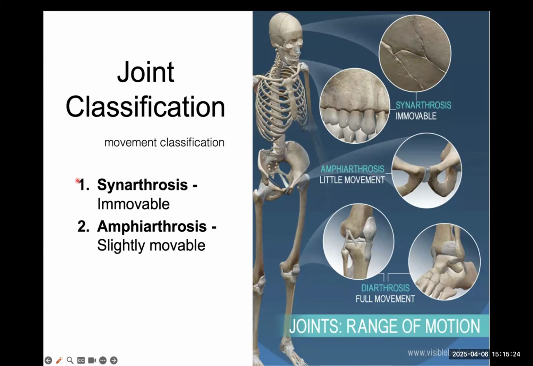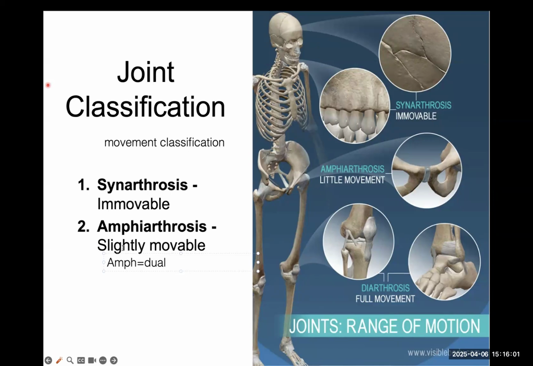And then we have amphiarthrosis. Those are slightly movable. The word amphi refers to the term amphibian. I don't know if you remember that from general bio, but amphibian has a dual life. They live in water and they also live on land. So the word amphi means dual. In this case, they're partly immovable, so they're slightly movable, and they fall in the middle.